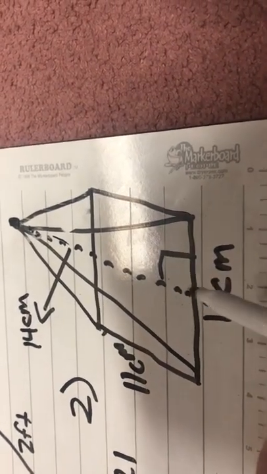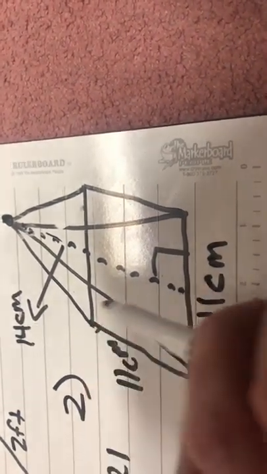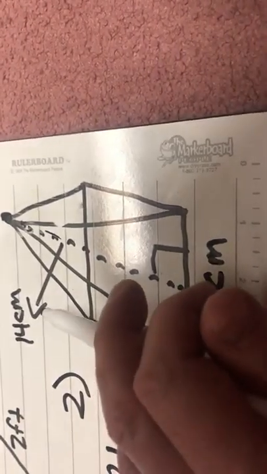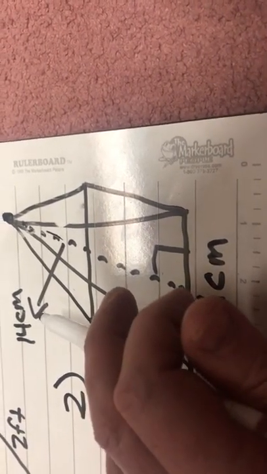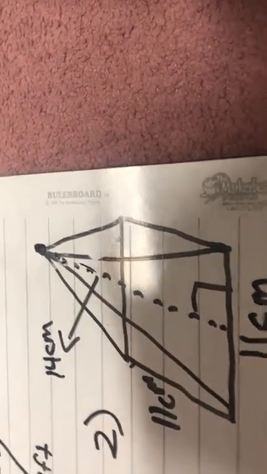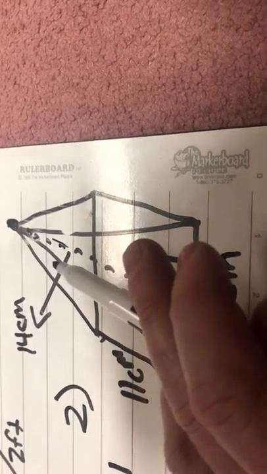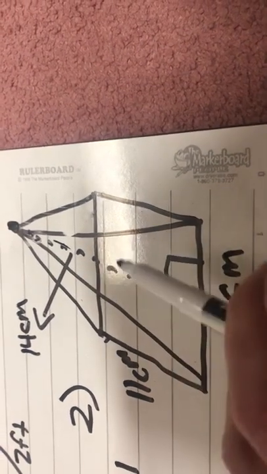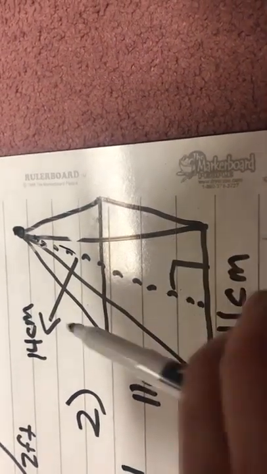Because I want you to understand that 11 times 7 is going to be half of what 11 times 14 is, because 7 is half of 14. I just divided by 2 first to make that a little easier. Okay? So I do 11 times 7, that's 77. But I have 4 triangles that have an area of 77 square centimeters.